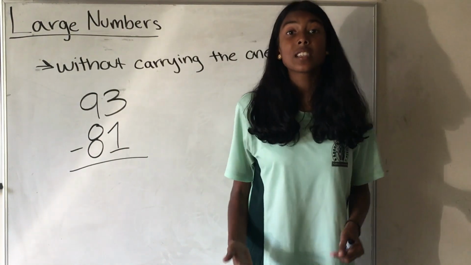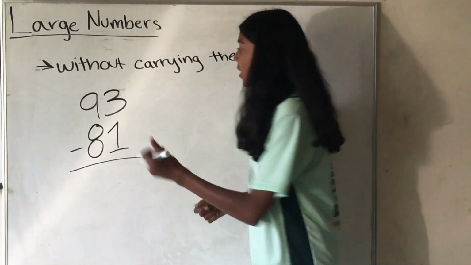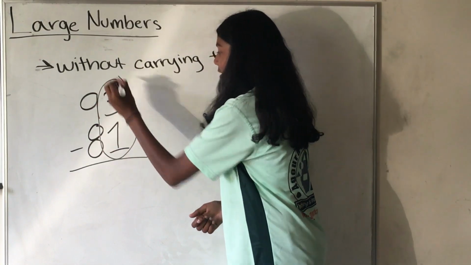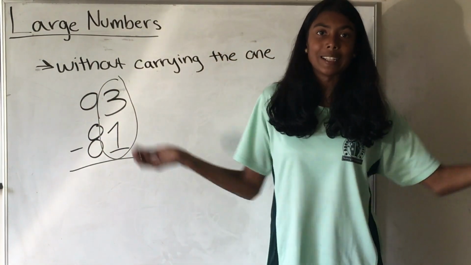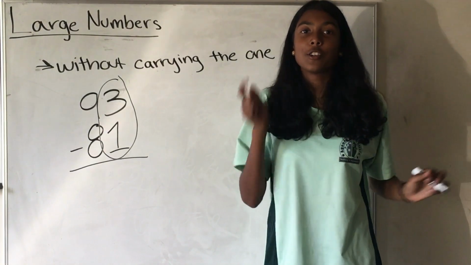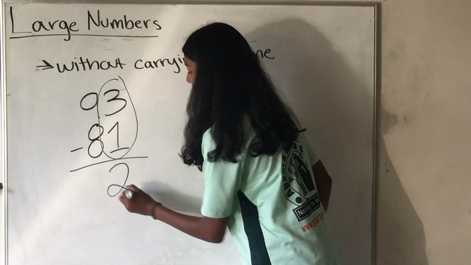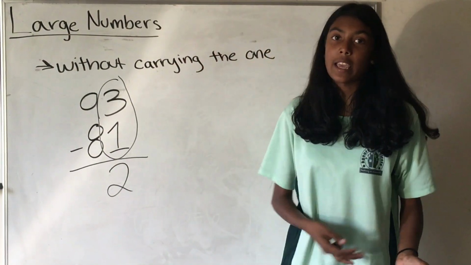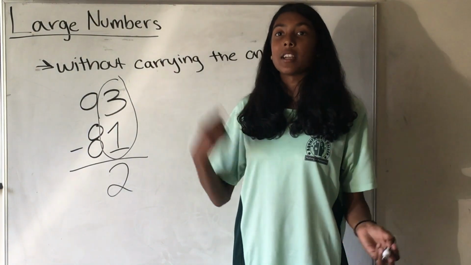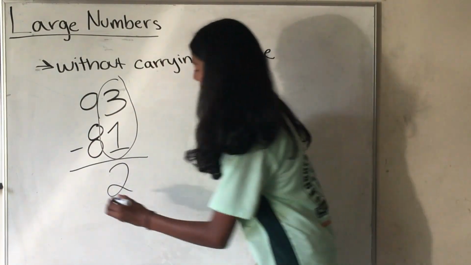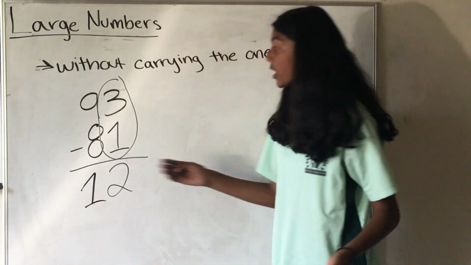Like we did in the previous example, we're going to start off with our trusty ones. What's 3 minus 1? If you said 2, you're right. Let's put that. And then 9 minus 8. Well, 9 minus 8 is 1, so we're going to put that. And so that's our answer.